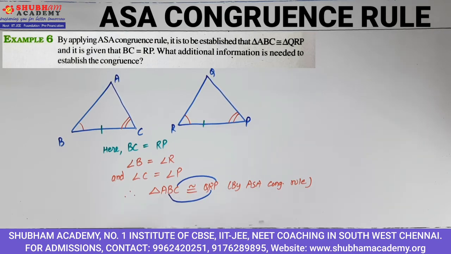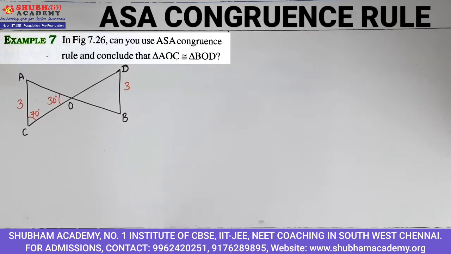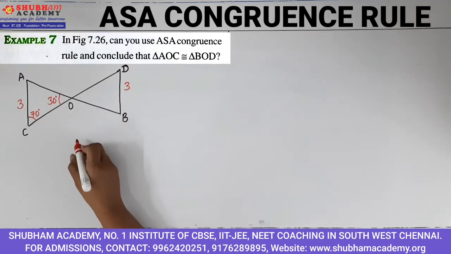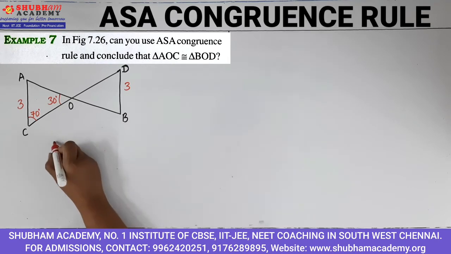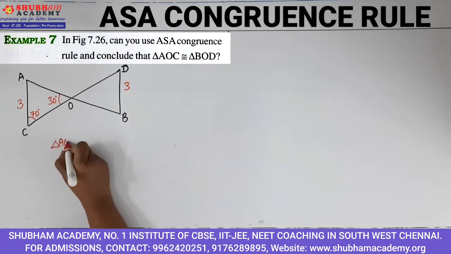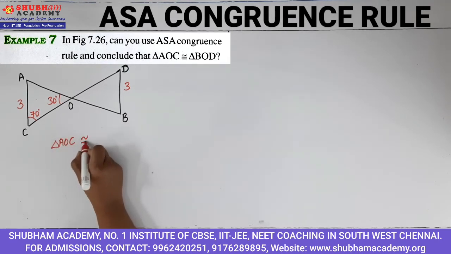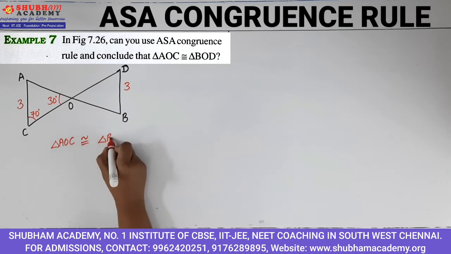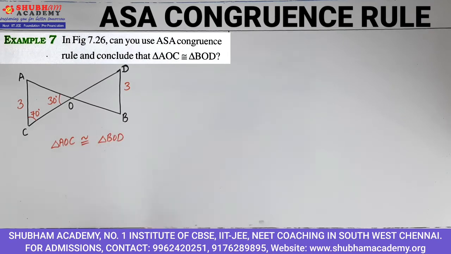So now next example, example 7. In this example 7, they have given that in the figure, can you use ASA congruence rule and conclude that triangle AOC is congruent to triangle BOD? So solving this question under ASA rule, first we will write what all things are given to us.